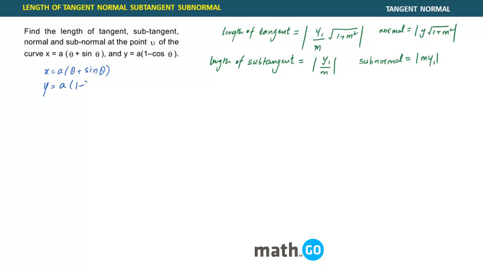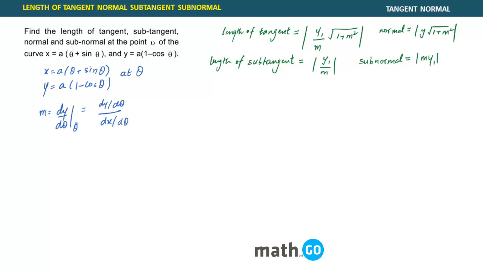So this is 1 minus cos theta. So this is the point at theta. This is given to you. Okay, now length of tangent is nothing but y1 by m. So first of all, let's try and find m, right? So you need to find dy by dx at point theta, right? So this will be nothing but dy by d theta upon dx by d theta, right?